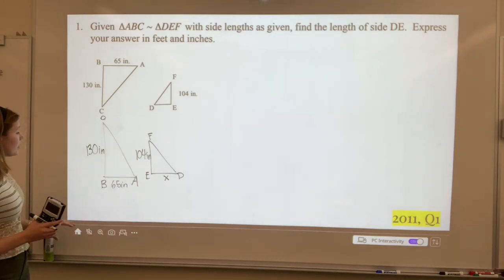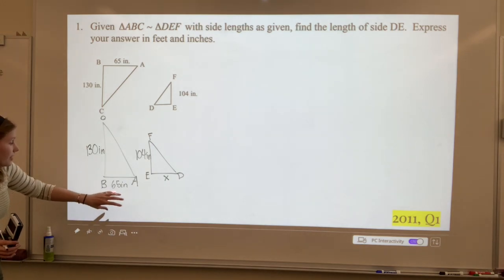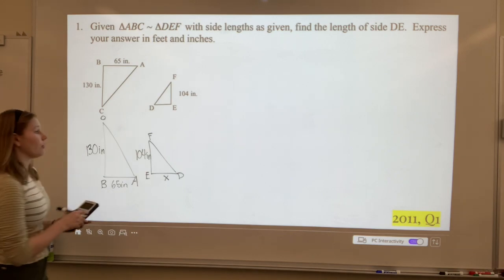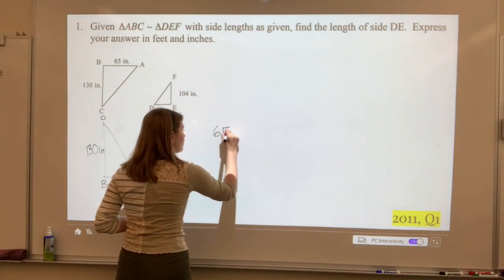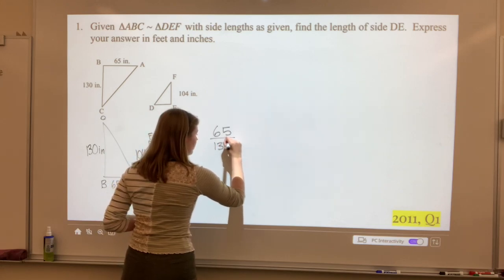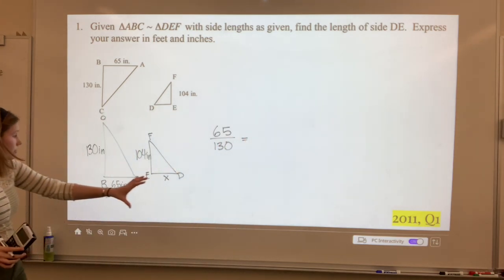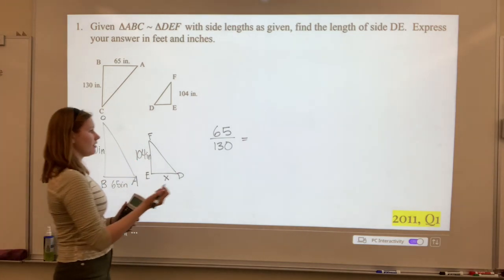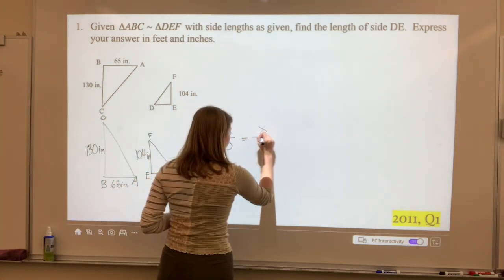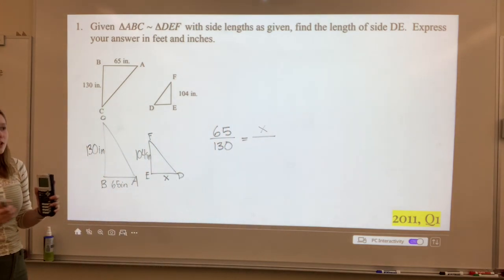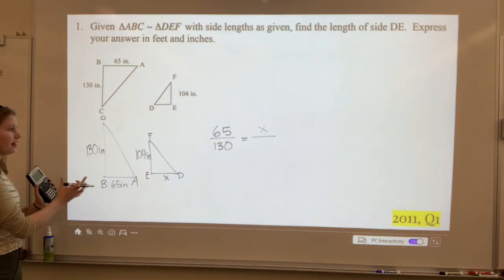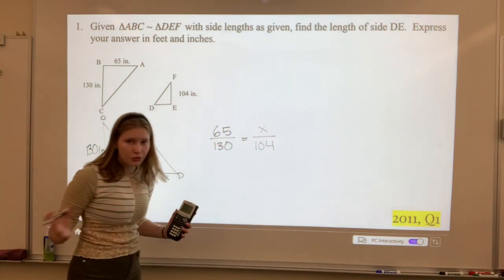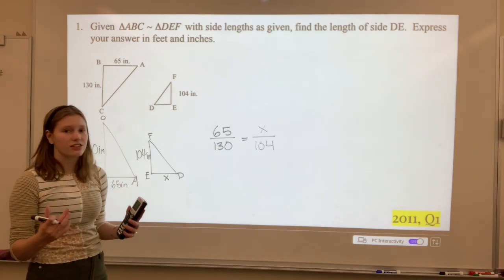Since these are similar triangles, we can set up a relationship between the two and solve for x. So we know that 65 is to 130. So I'll write that over here. 65 is to 130 as, so it's going to be equals, x is to 104. Because proportionally, the side lengths are going to be the same on each triangle.